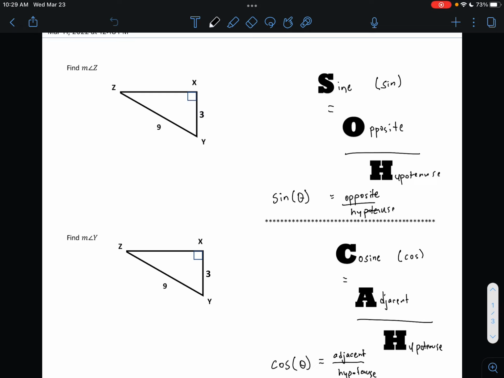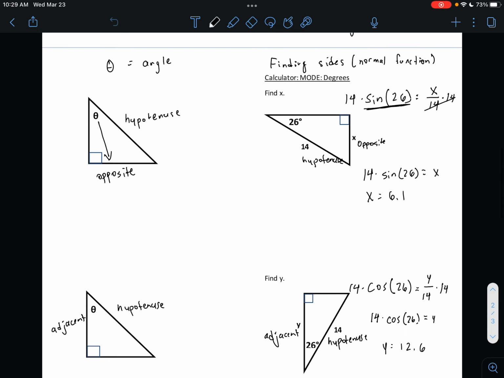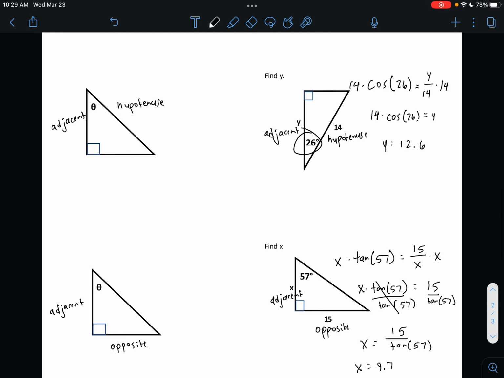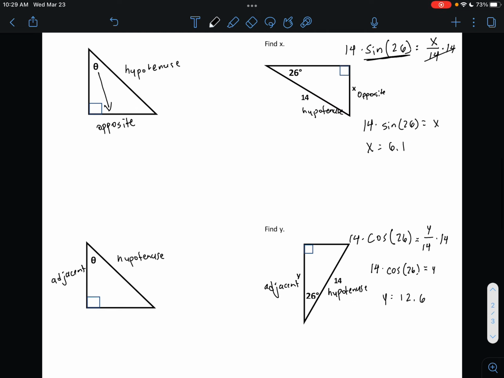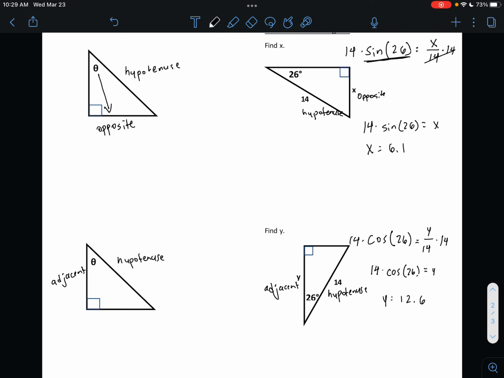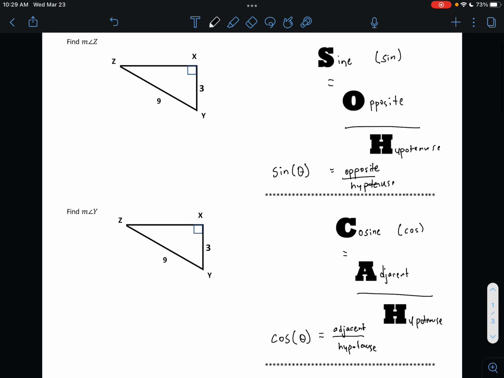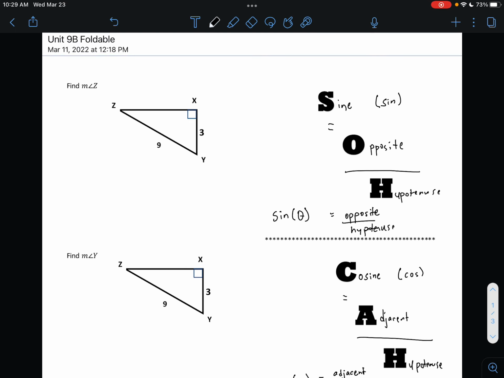So before, we were starting from an angle that we knew. We saw that in these examples here. We knew that was 26, or this was 57. And we could use that to find the missing side, x or y or whatever it was. Well, in this case, using the inverse functions, we're going to be using those to find the angles. So these are the angles that we are looking for.